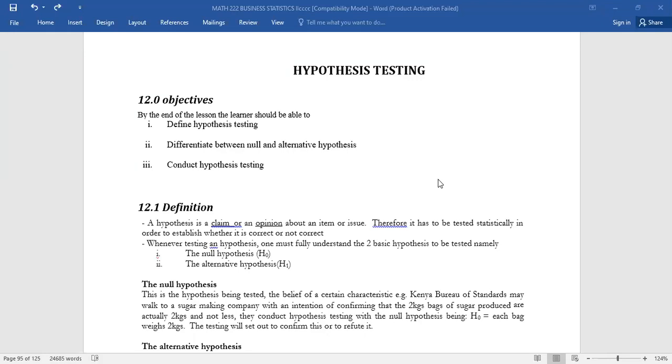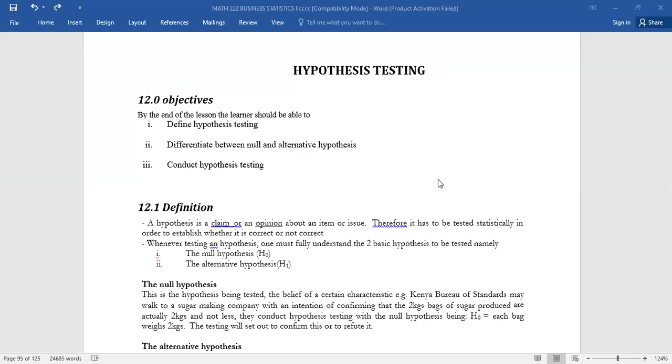For example, KEBS, the Kenya Bureau of Standards, may walk to a sugar making company, let's say Mumias Sugar, to try and confirm that the 2 kg bags of sugar produced are actually 2 kgs. There could be some challenges in the metrics or the weighing machines. So they want to really confirm that whatever is packaged is 2 kgs and not less. So they'll conduct hypothesis testing, and the null hypothesis will be each bag of sugar weighs 2 kgs. So they'll be testing that indeed each set bag is 2 kgs.